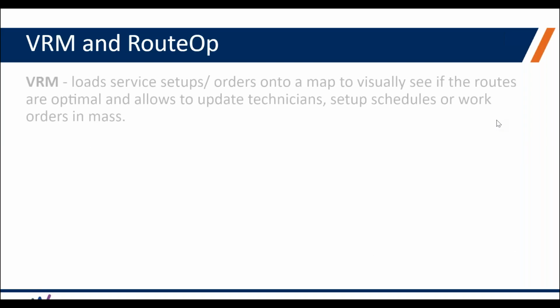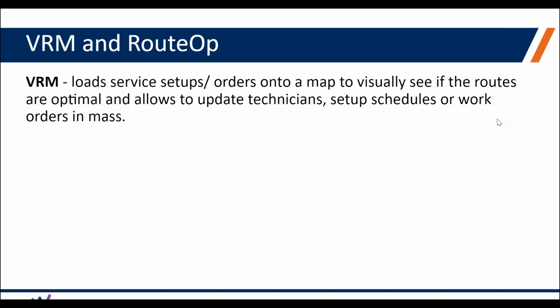All right. So first up, VRM. What this module is, at a high level, is it loads service orders and service setups onto a map to visually see if the routes are optimal and allows you to update technicians, setup schedules, and orders all in mass.